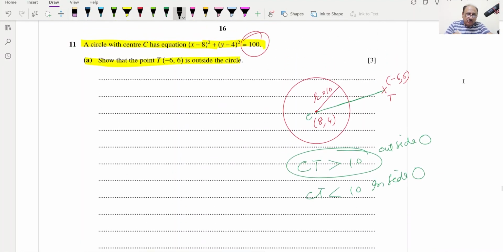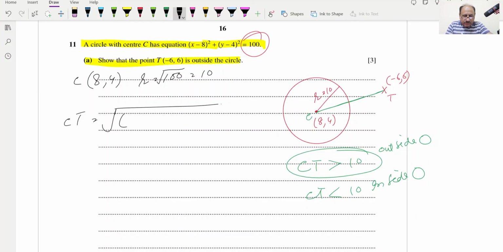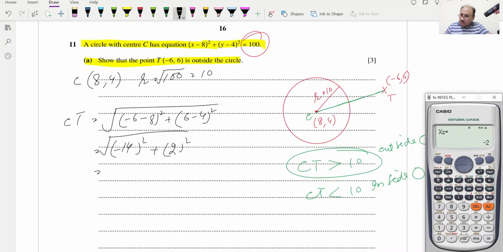This will be our strategy to solve the question, and the point, as we have discussed, 8 and 4 is the C point, and R value will be equal to 100 under root, which is equal to 10. So CT, we can find CT will be equal to, distance formula will be applying, so x2 minus x1, so minus 6 minus 8 squared plus y2 minus y1, so 6 minus 4 squared, and this will be equal to minus 14 squared plus 2 squared under root.